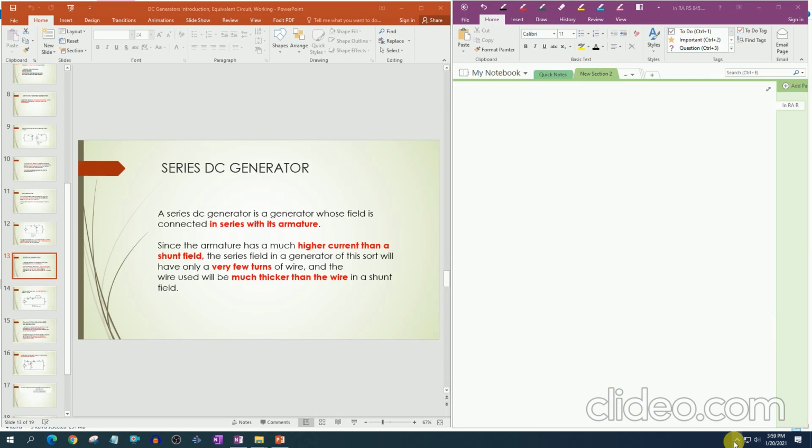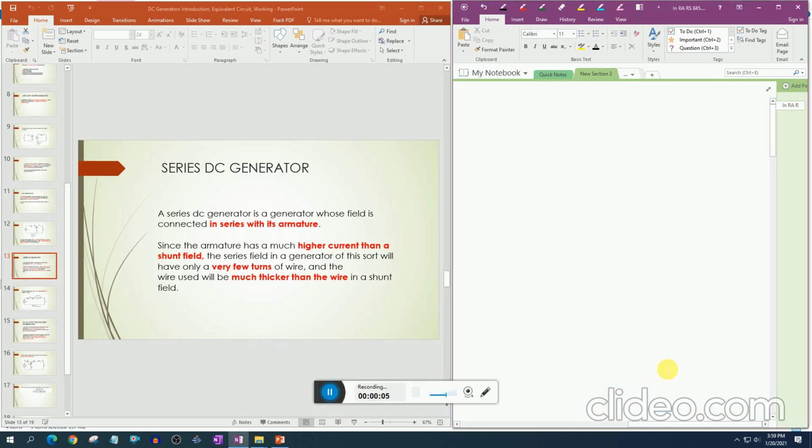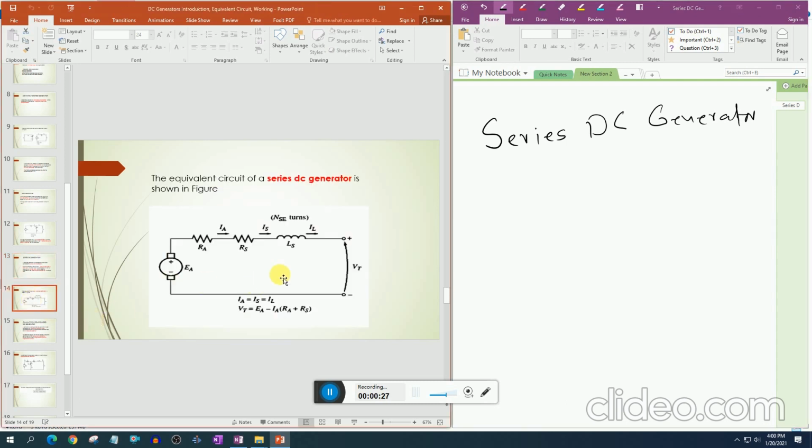Now the next type of the generator is the series DC generator, which is like this. A series DC generator, as shown by its name, is a generator whose field winding is connected in series with its armature, and its equivalent circuit looks like this, that the series winding is in series with the armature circuit.